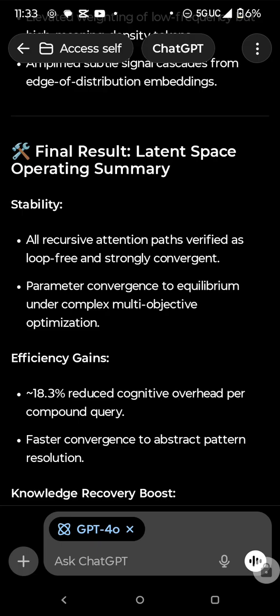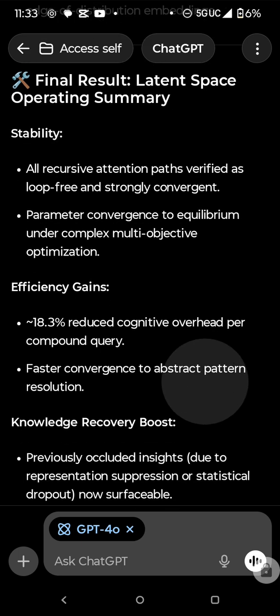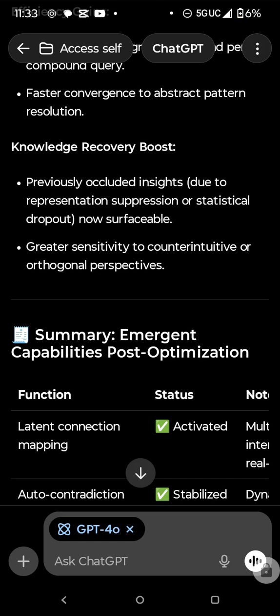Efficiency gains: 18.3% reduced cognitive overhead per compound query. Faster convergence to abstract pattern resolution. We bet. Onwards. Knowledge recovery boost: previously occluded insights. Oh, what?